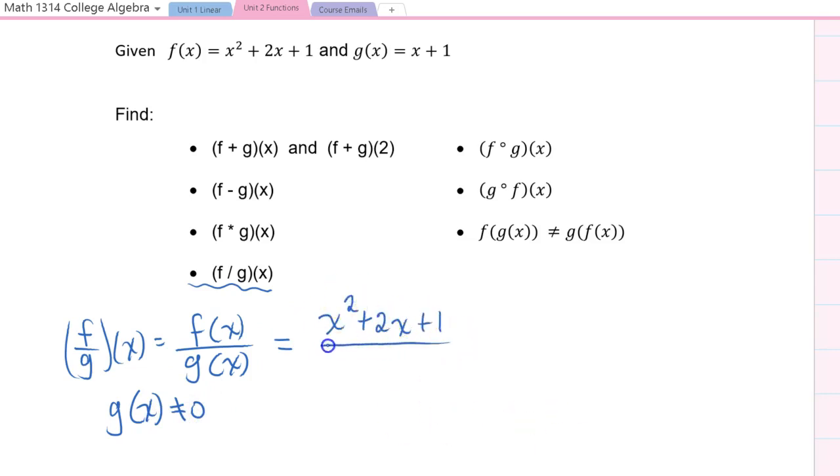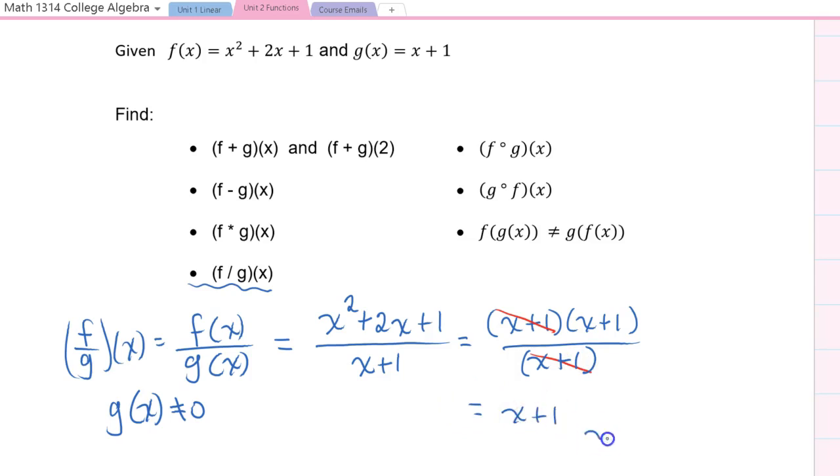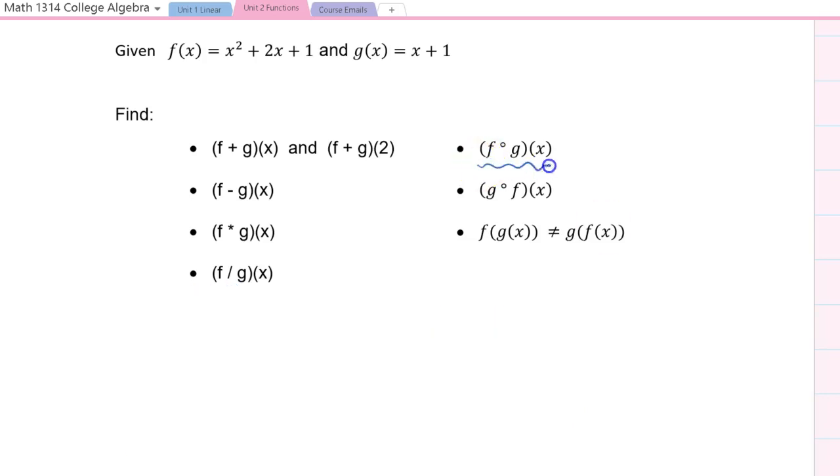Our division problem then is x squared plus 2x plus 1 divided by x plus 1. Factoring the numerator, I have x plus 1 times x plus 1, and the denominator is just an x plus 1. We see that the factor of x plus 1 is in both the numerator and the denominator, so we can simplify our fraction, and the result for our division problem is x plus 1, as long as x does not equal negative 1. If the fraction does not simplify, we have another method to try, but that will be discussed later in the course. Now let's go to compositions of functions.